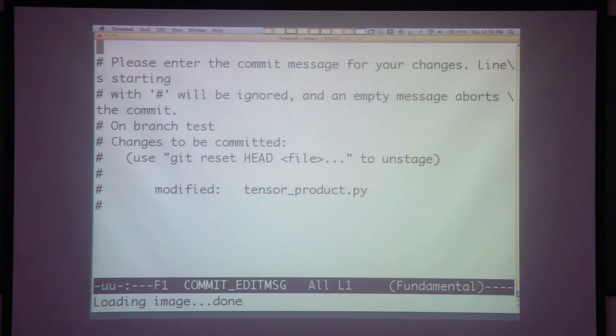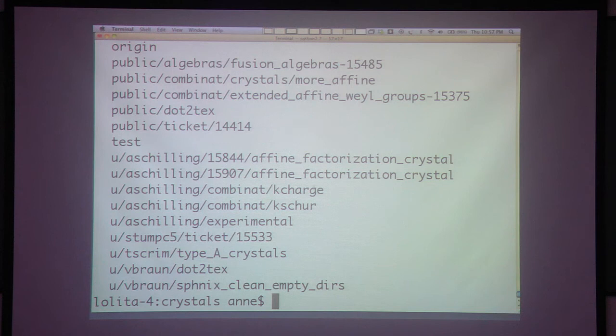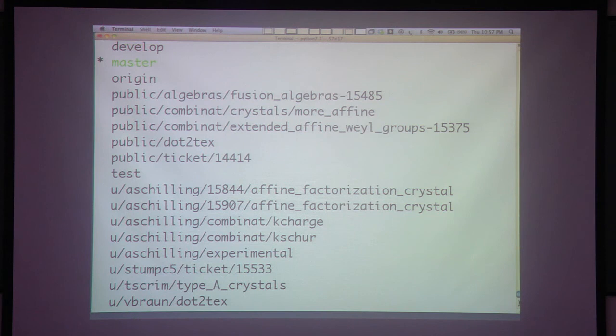Okay, so stupid change. Commit, it's no longer in the other branch. Yeah, so now I committed that to my test branch. So Travis will talk more about this kind of stuff, right? And now I'm going to go back to my master branch. I do git checkout master. Now I switch to my master branch. It's hidden, but here you can see we are now in the master branch.